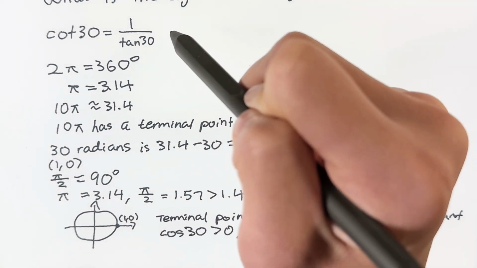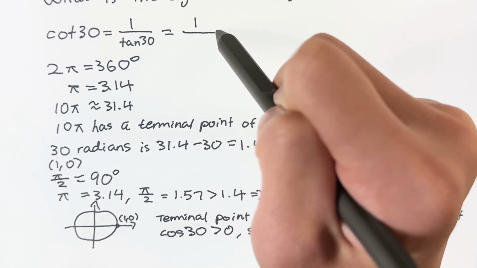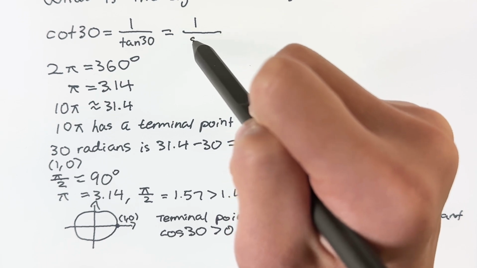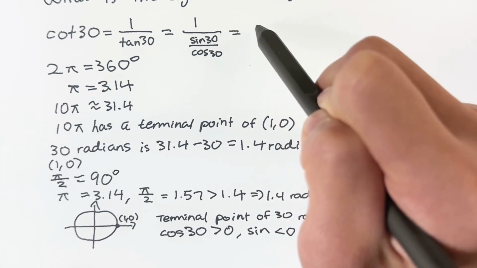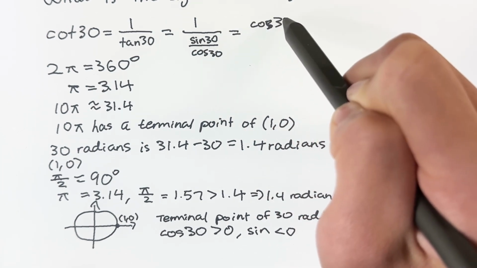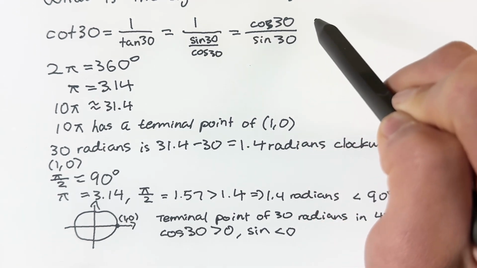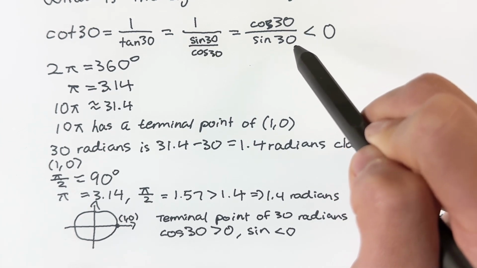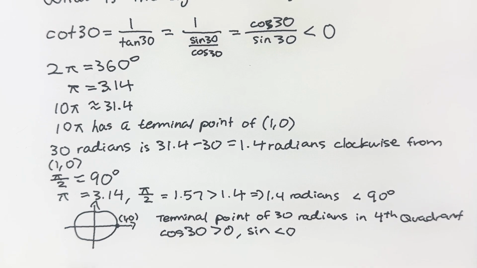And then for the first part, since cotangent 30 equals 1 over tan 30, this equals 1 over tangent 30, which equals cosine 30 over sine 30. And this will be less than 0 because sine 30 is negative. So the sign of cotangent 30 will be a negative number. So it will be a negative sign. And that is how you solve this problem.